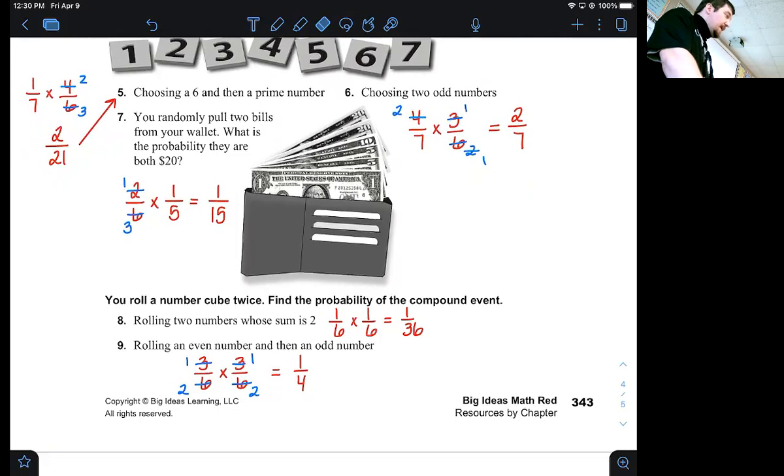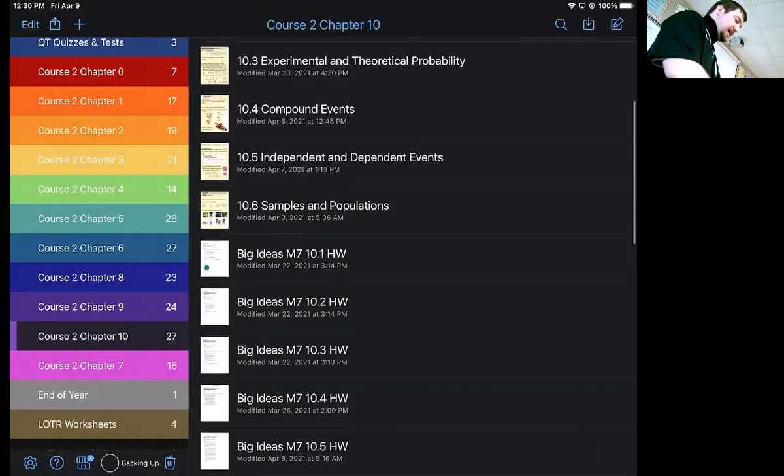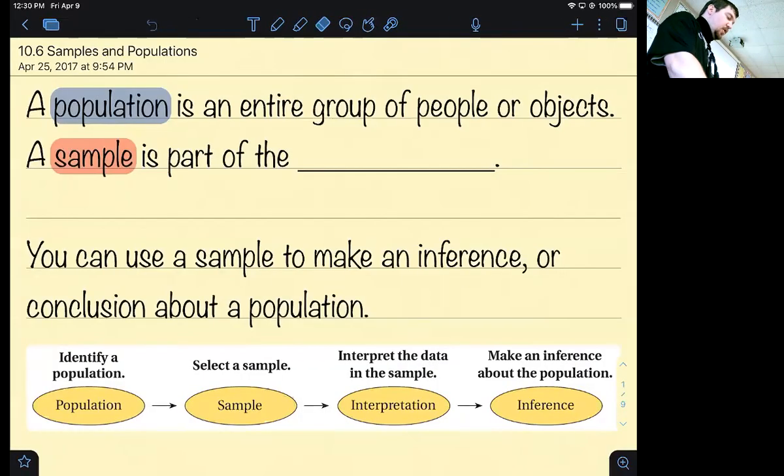All right. So today's lesson then is a step away from probability. Go ahead and download 10.6 off of Google Classroom. 10.6 is called Samples and Populations.